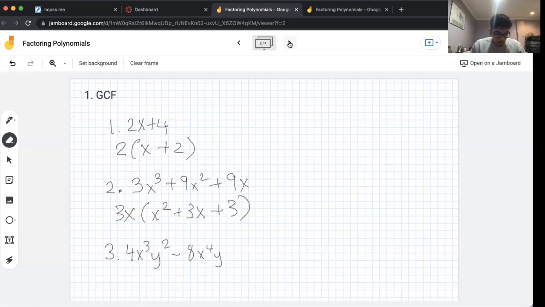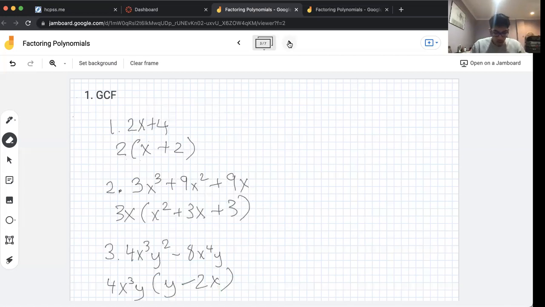All right. For the third expression, we have two variables that we can factor out. We can factor out an x cubed, as both these terms have at least an x cubed, as well as a y, because both these terms have a y as well. So our GCF would be 4x cubed y, and we would multiply this by (y minus 2x), as 4x cubed y squared divided by 4x cubed y is y.